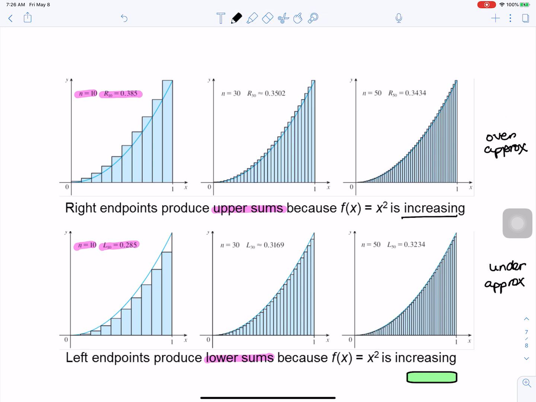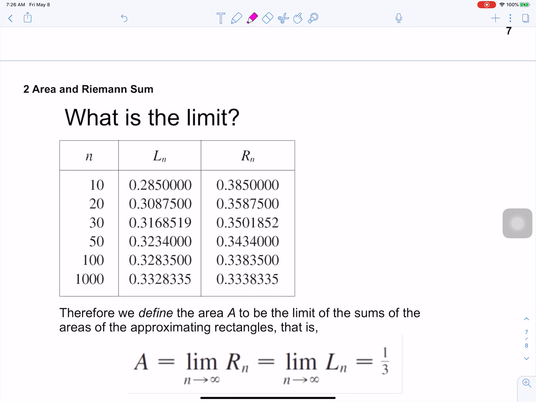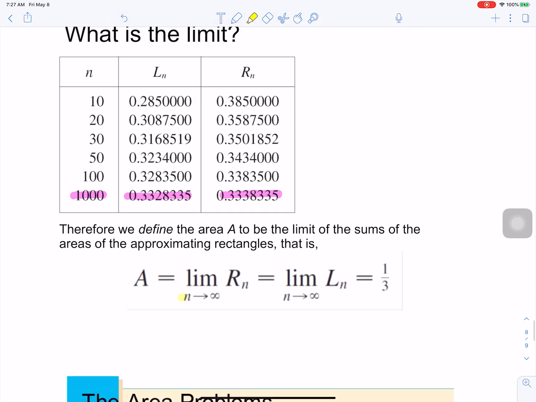But you can see, as the number of rectangles goes to 50, these answers are starting to get closer and closer to one another. So we keep going. Computer programs can do this for you. When we get to 1,000 rectangles, these numbers are getting really close. So what we want to do is take n approaching infinity. n represents the number of rectangles. We want the number of rectangles to become infinite, so many rectangles that essentially we're getting the exact area under the curve.